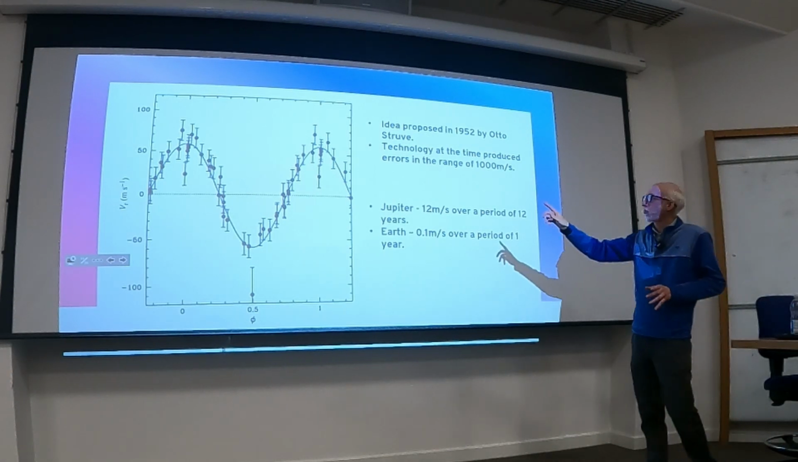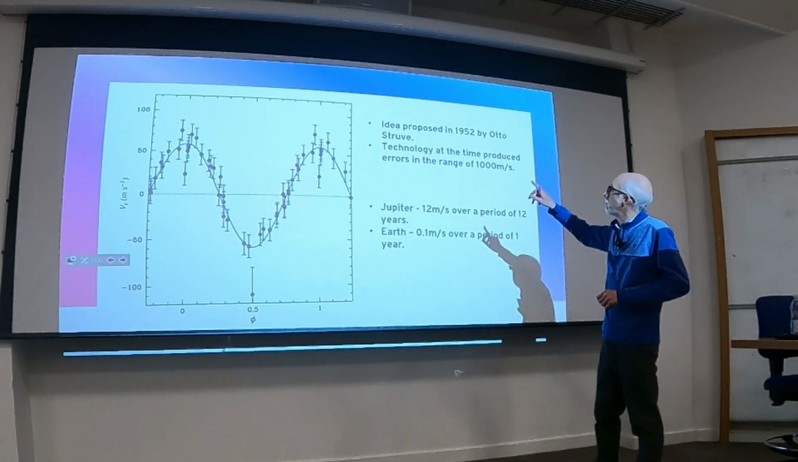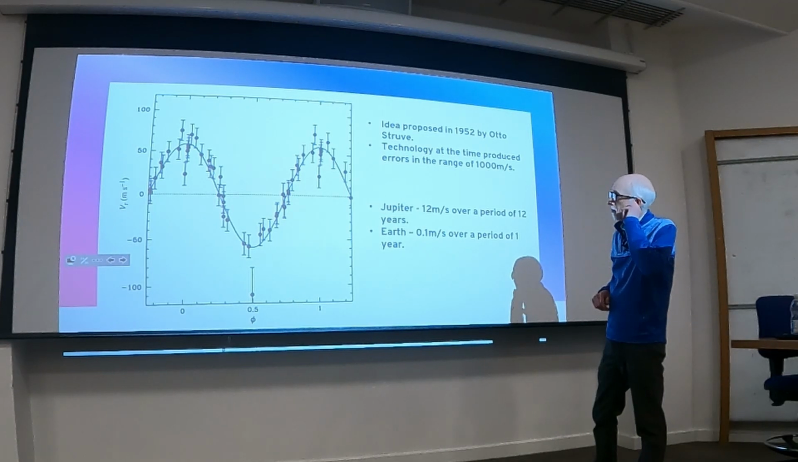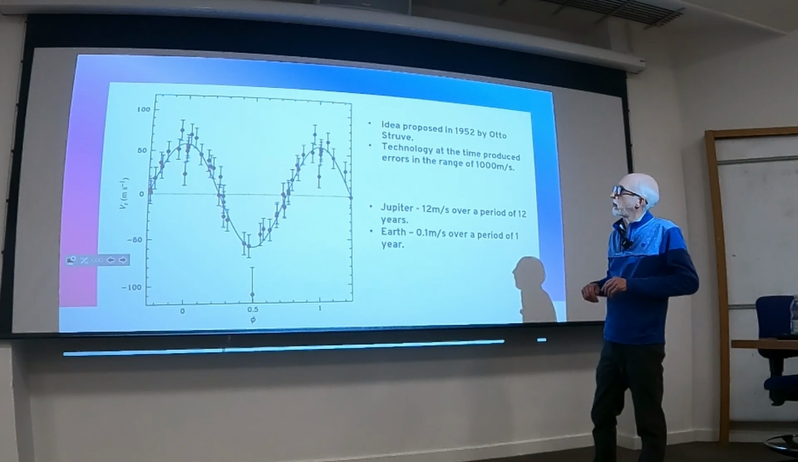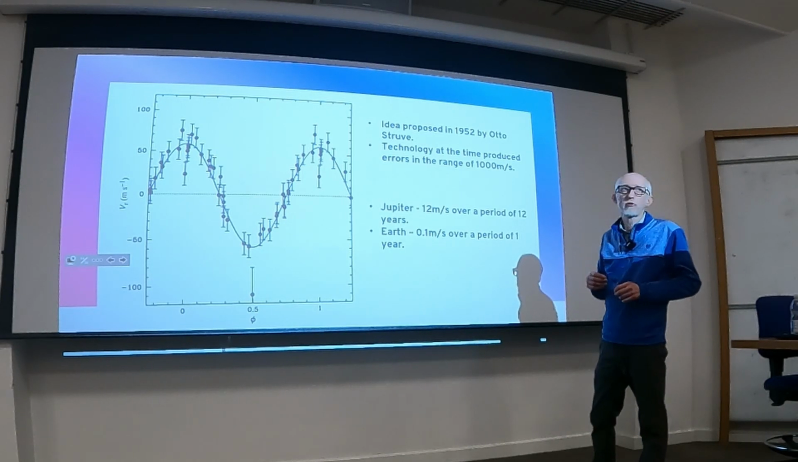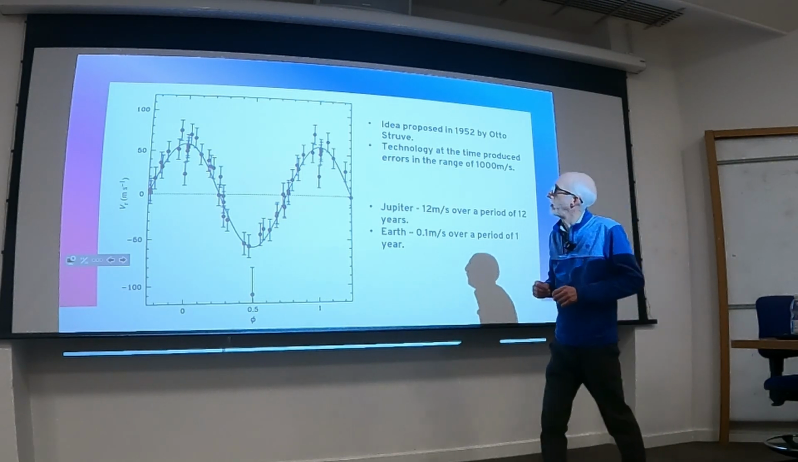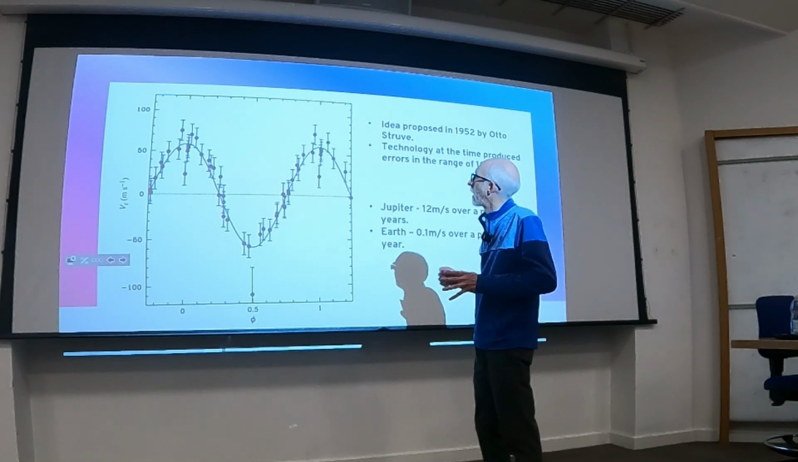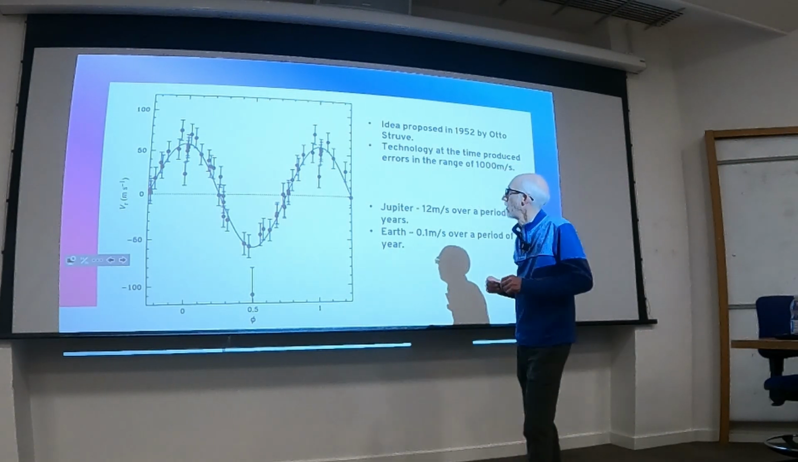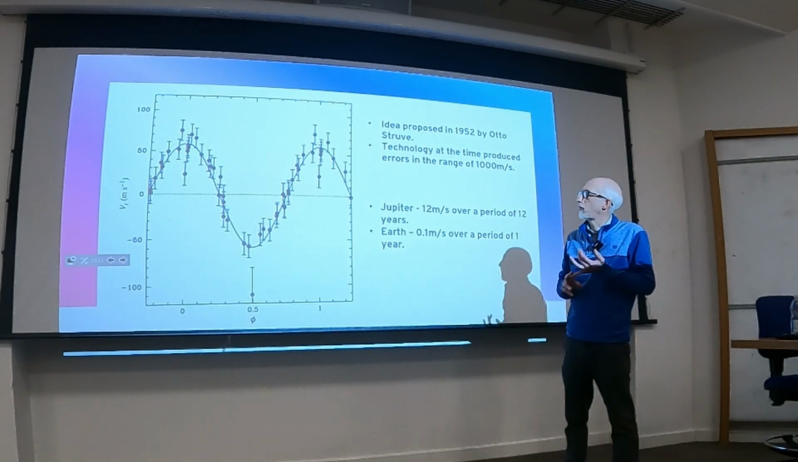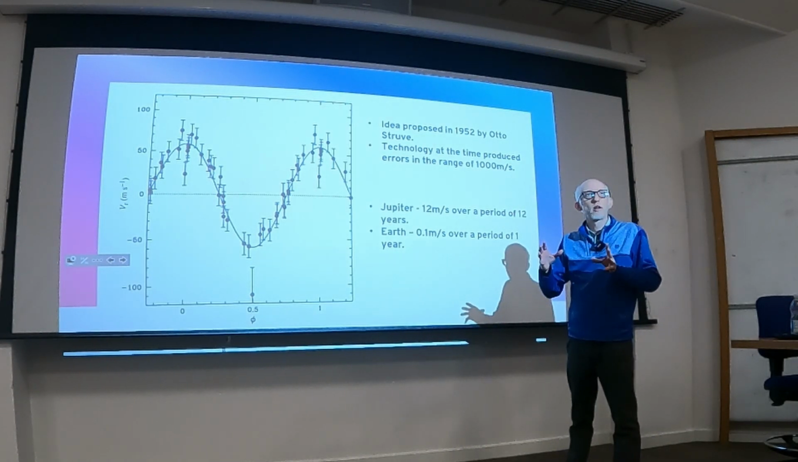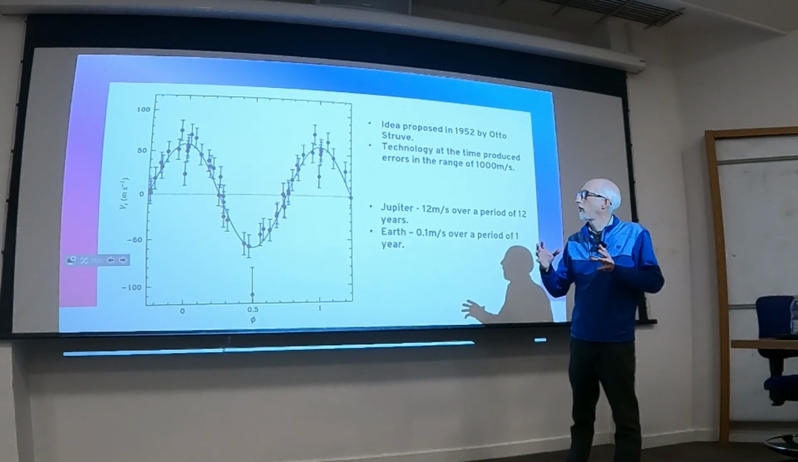Now, the idea for this was proposed in 1952 by Otto Struve, but at the time, the accuracy of spectrographs that could measure this change in the frequency of light was in the order of about 1,000 meters per second. And no one really thought it's possible that we can do this. But also, they didn't realize that hot Jupiters could appear that close to their sun.